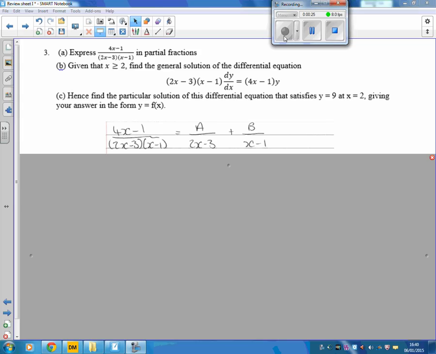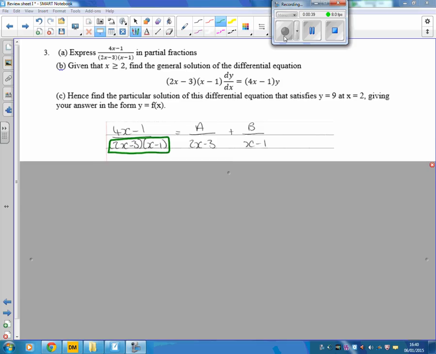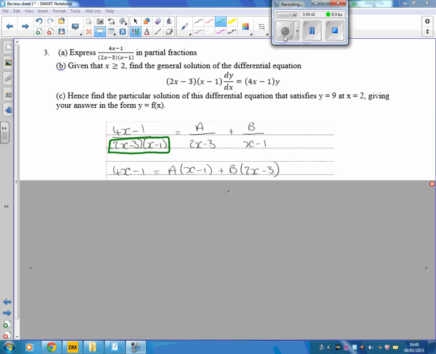And in order to work out what A and B are, I'm going to multiply everything through by this denominator. So on the left here, if I multiply everything through by (2x minus 3)(x minus 1), that's just going to leave me with 4x minus 1. On the right, the 2x minus 3 on the top as well is going to cancel, which just leaves A into x minus 1. And similarly for the second one, the x minus 1s will cancel, which leaves me B into 2x minus 3.